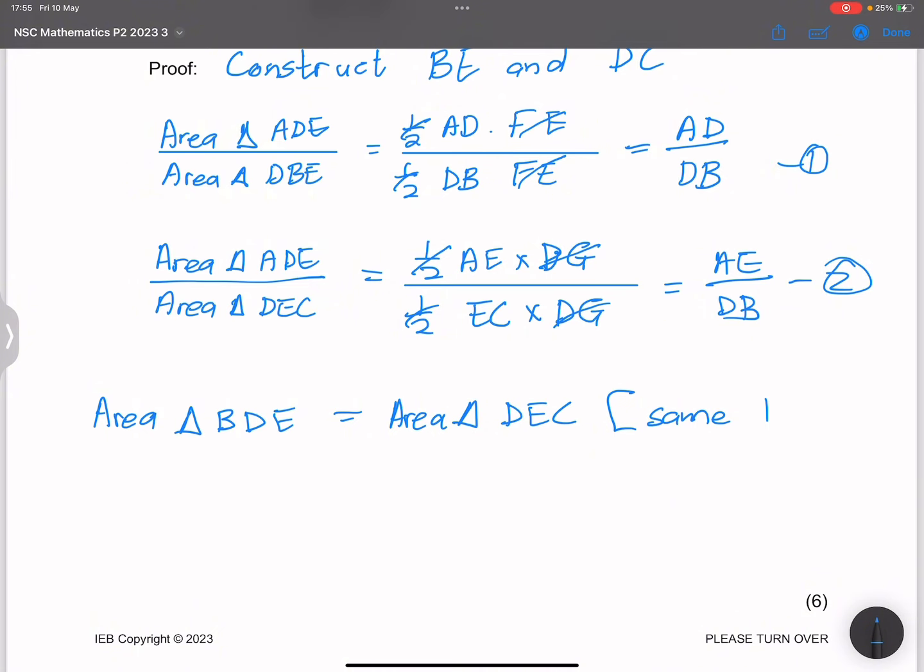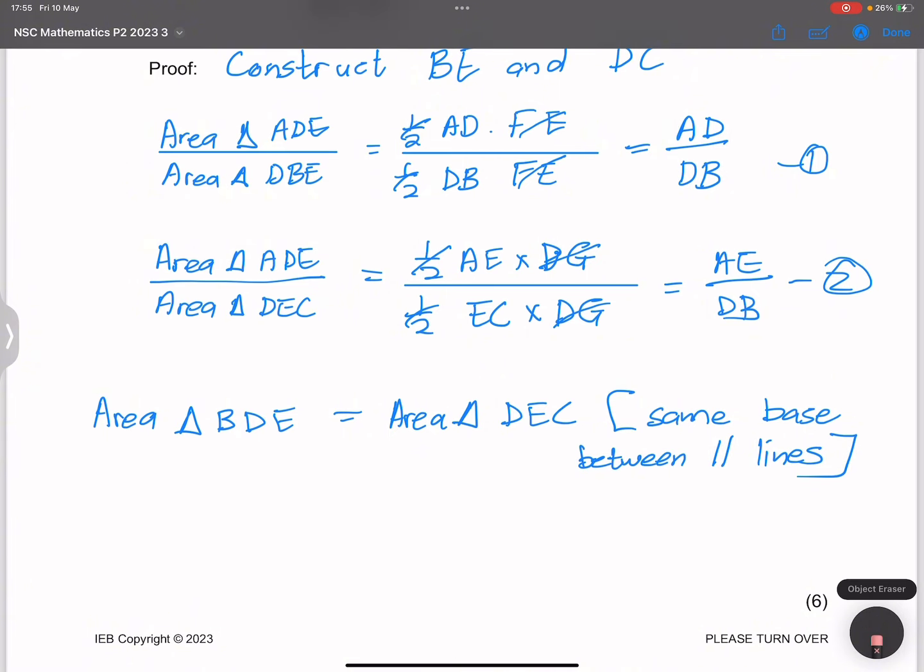Let's say same base over there, right? So they've got their bases equal because they are between parallel lines. So that same base between parallel lines, okay? So that's the reason there.